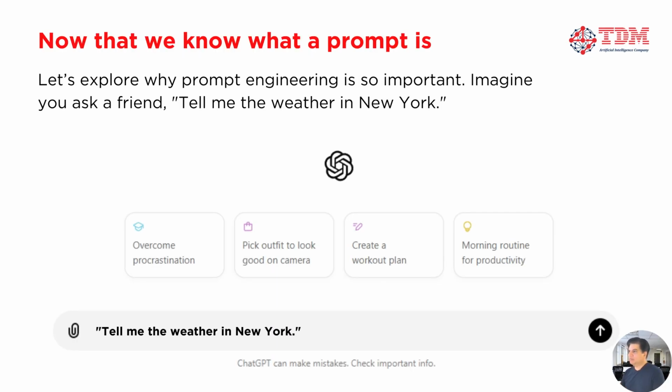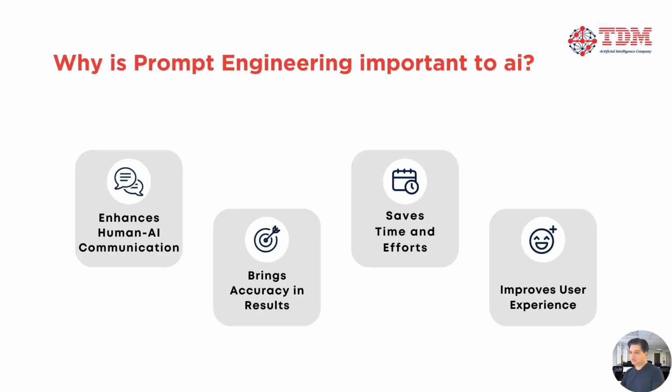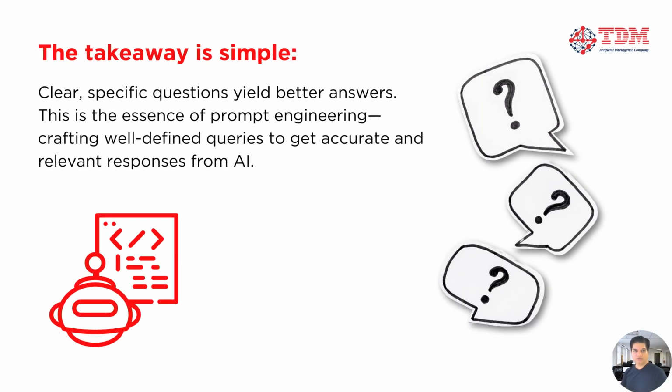Now that we know what a prompt is, let's explore why prompt engineering is so important. Imagine you ask a friend, "Tell me the weather in New York." That's pretty vague. Are you asking about today, tomorrow, or next week? The question lacks context, but if you specify, "I am going to New York this Saturday, what's the weather going to be like?" Your friend can provide a much more accurate answer, possibly adding useful details like potential road closures. The takeaway is simple. Clear, specific questions yield better answers. This is the essence of prompt engineering, crafting well-defined queries to get accurate and relevant responses from AI.